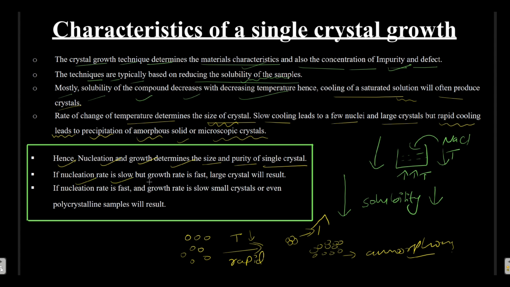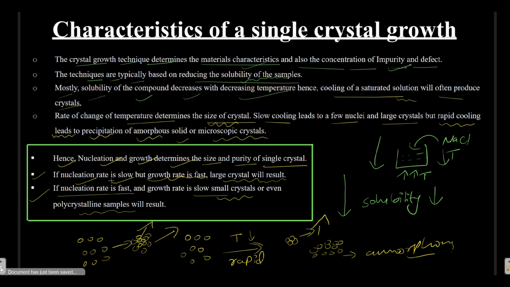If nucleation rate is slow, but growth rate is fast, larger crystal will result. I'll explain it later in the video. Similarly, if nucleation rate is fast and growth rate is slow, small crystals or even polycrystalline sample will result. So this simply tries to say that nucleation simply means, suppose these atoms are over here, these are the nuclei. Now if they come together to form an aggregate, that is called nucleation. But if its size keeps on increasing, then that is called growth, in single crystal growth.